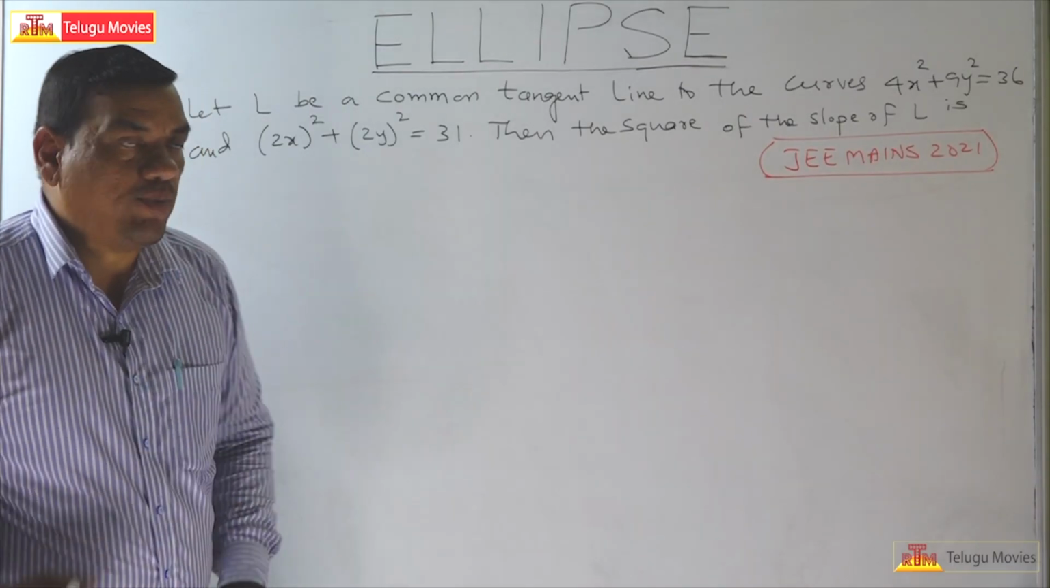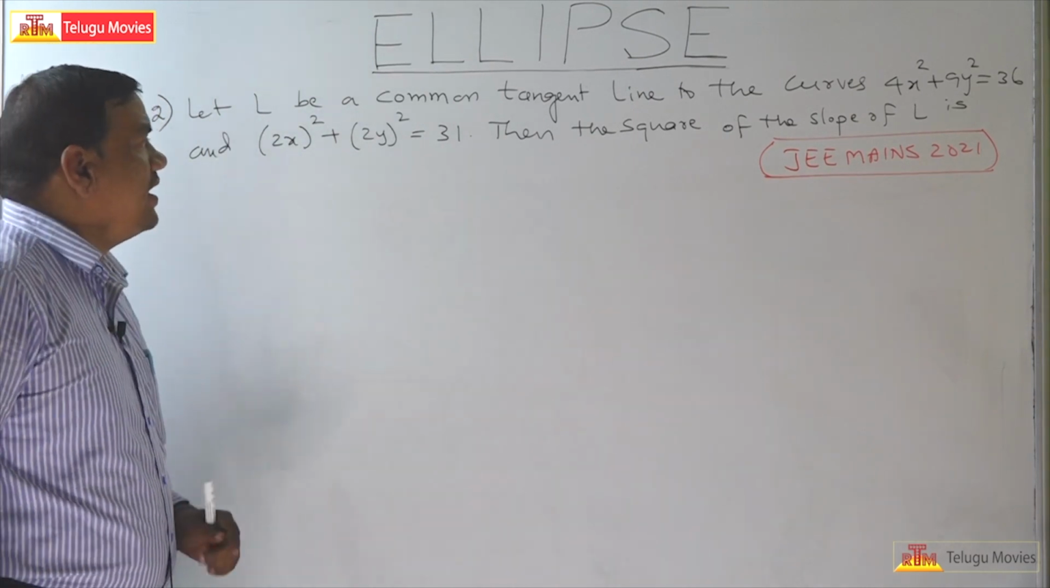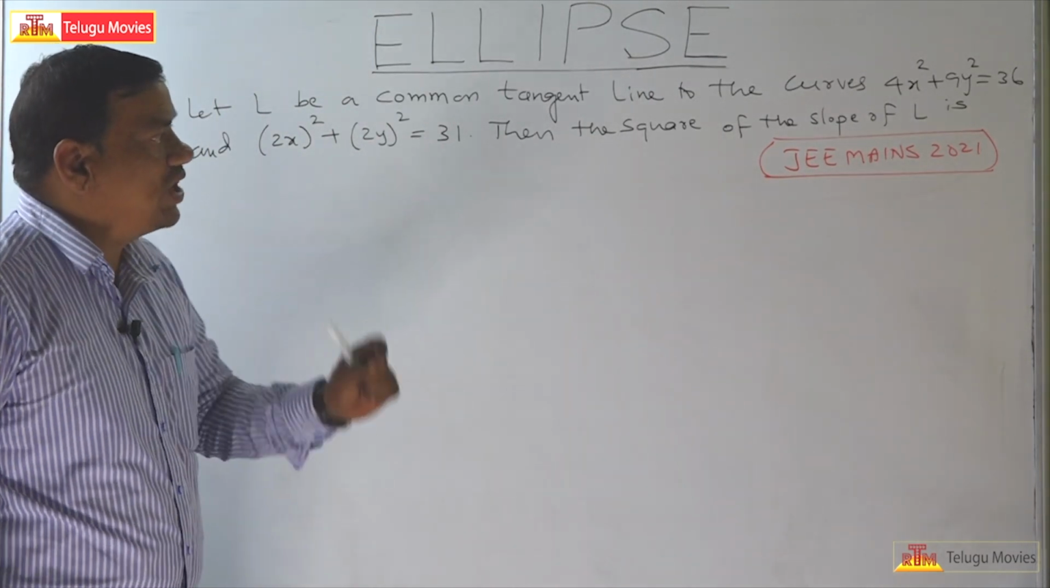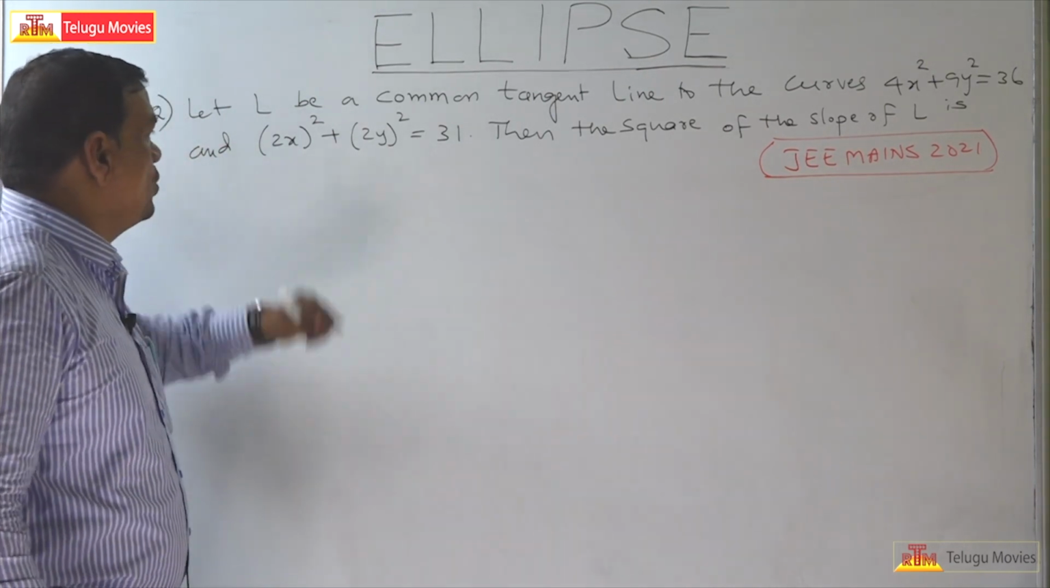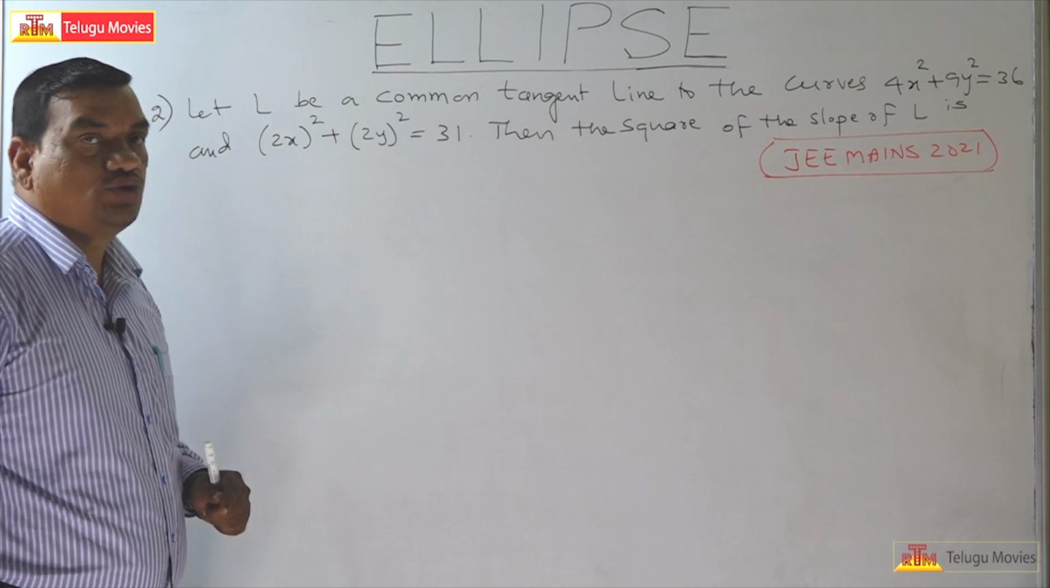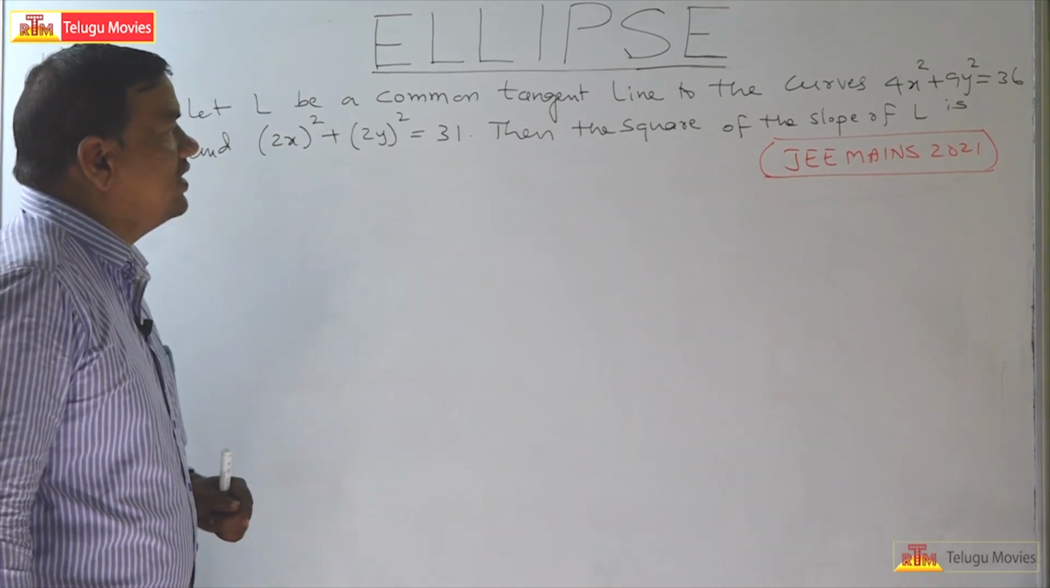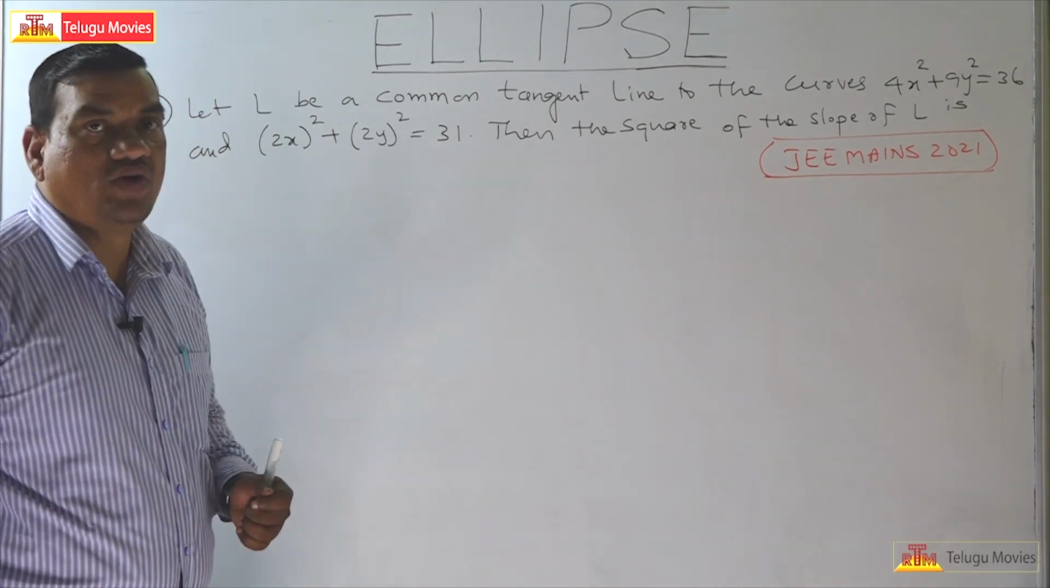Welcome to this second problem. Let L be a common tangent line to the curves 4x square plus 9y square is equal to 36 and (2x plus 2) whole square plus 2y whole square is equal to 31. Then the square of the slope of L is?